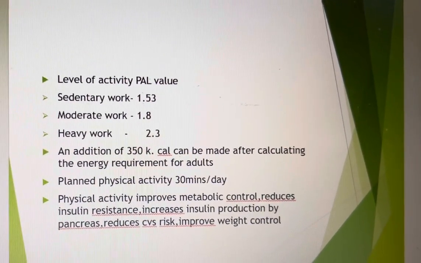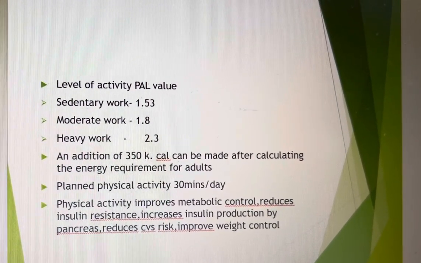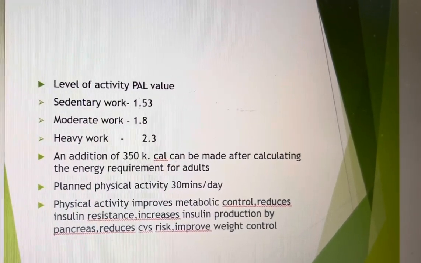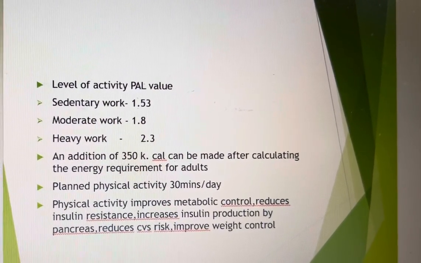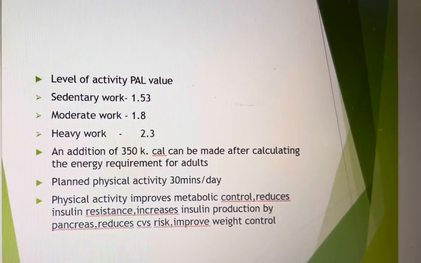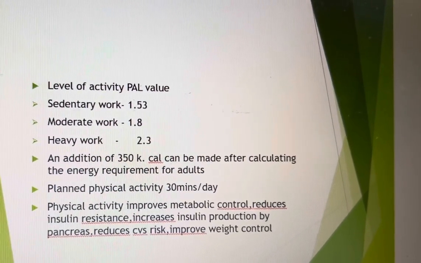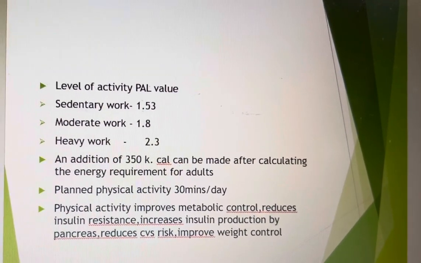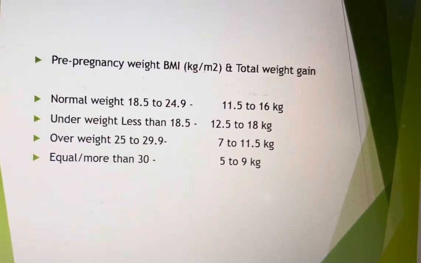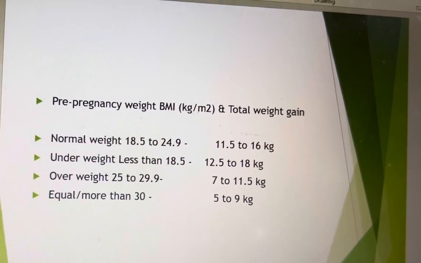Planned physical activity should be 30 minutes daily, and it should be done 5 times in a week, making 150 minutes in a week. Physical activity improves metabolic control, reduces insulin resistance by increasing the peripheral tissue sensitivity to insulin and insulin production by the pancreas. It reduces the cardiovascular risk factors, and it improves the weight gain. And we should always take the pre-pregnancy weight while calculating the BMI.